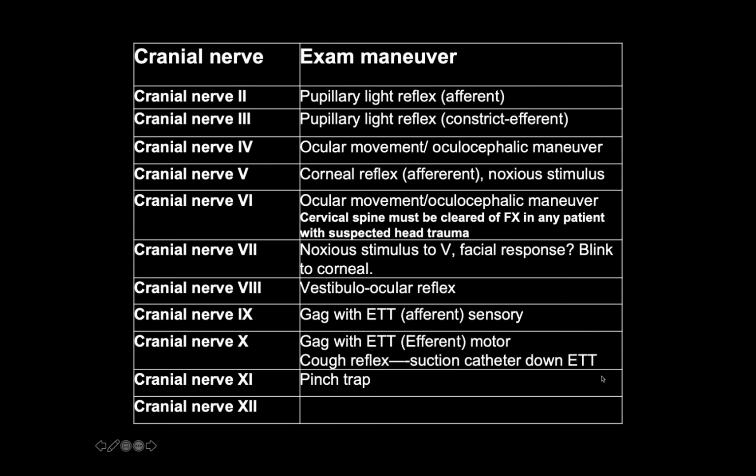Moving the head side to side, like in a doll's eye fashion, can elicit 3, 4, and 6 for extraocular movements. Delicately touching the cornea with some tissue can elicit 5 and 7, the afferent and efferent pathways. You can also move on to doing a gag with an endotracheal tube, which tests the afferent limb in 9 and the efferent limb, gag, in 10.